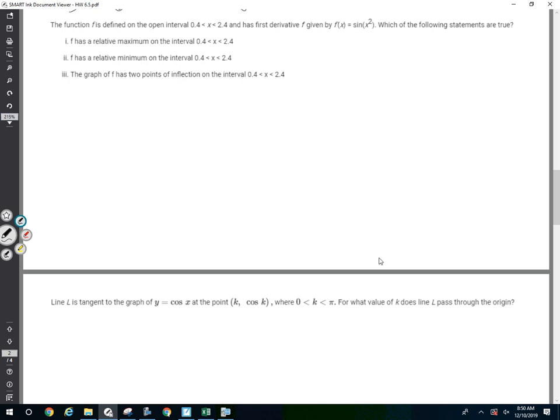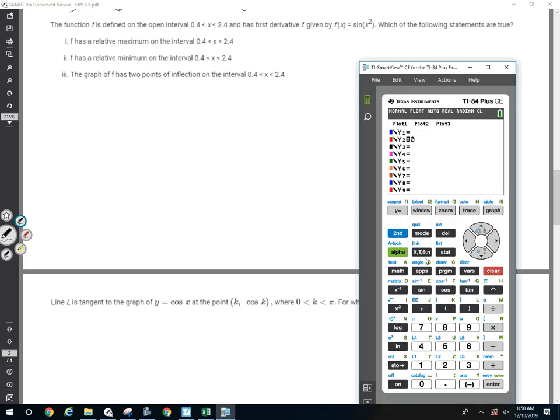Next problem. F is defined. Here's f prime. Which of the following statements are true? All right, well, let's see. Sine x squared. That's f prime. We pretty much see everything here. We're talking about from 0.4 to 2.4.